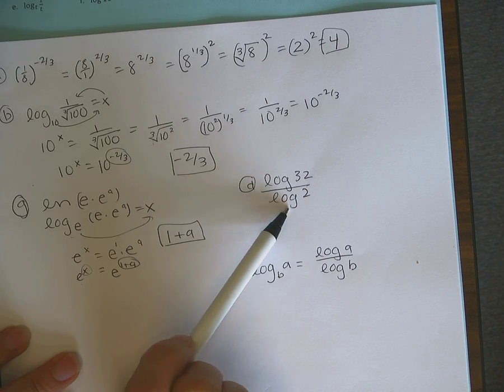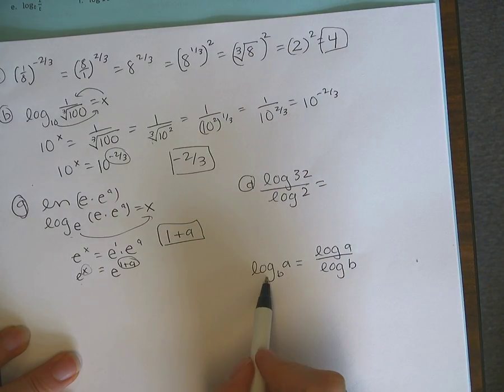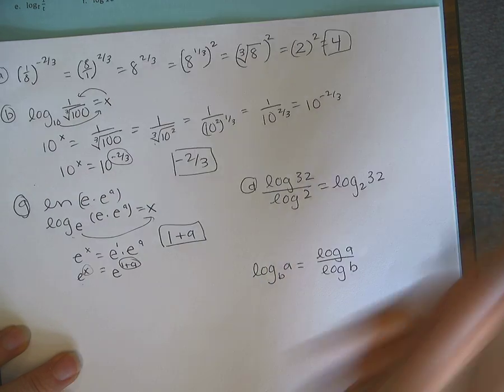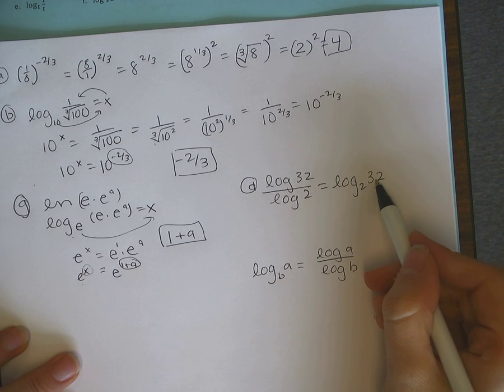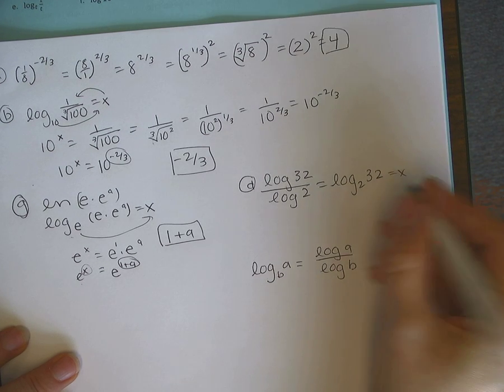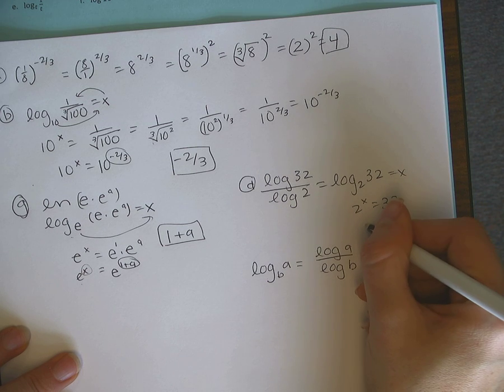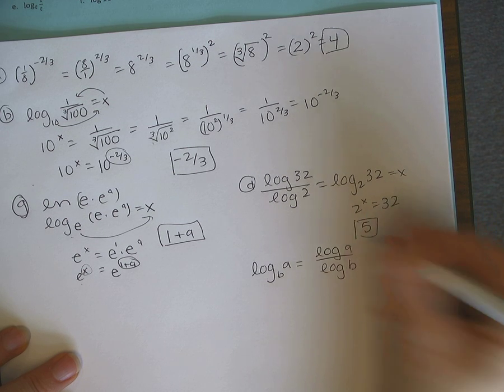I have log 32 over log 2 is going to be the same as log base 2 of 32. And that just means 2 to what power is 32, or if you want to rewrite it, 2 to what power equals 32. And so the answer, of course, is 5, because 2 to the 5th is 32.